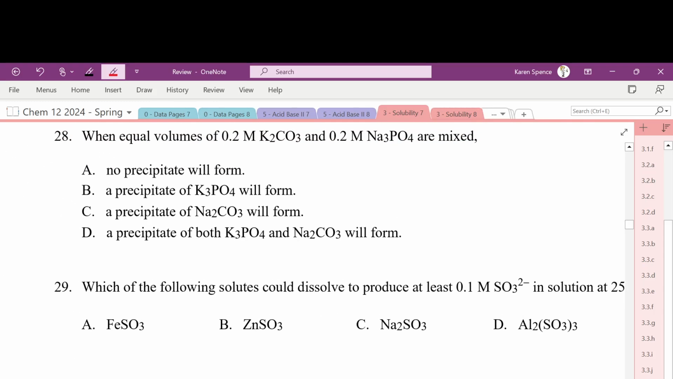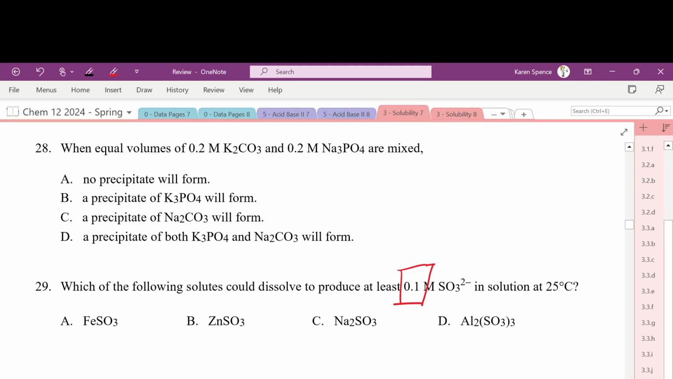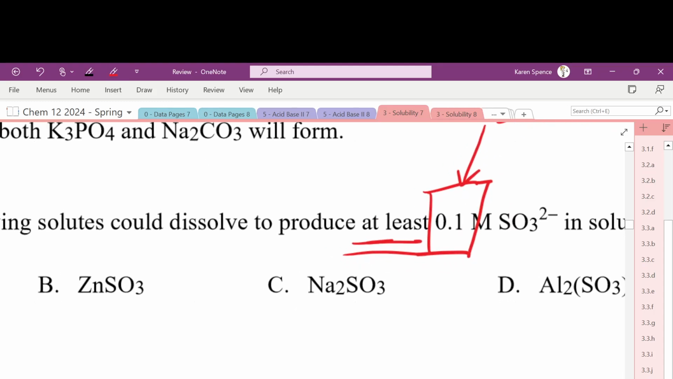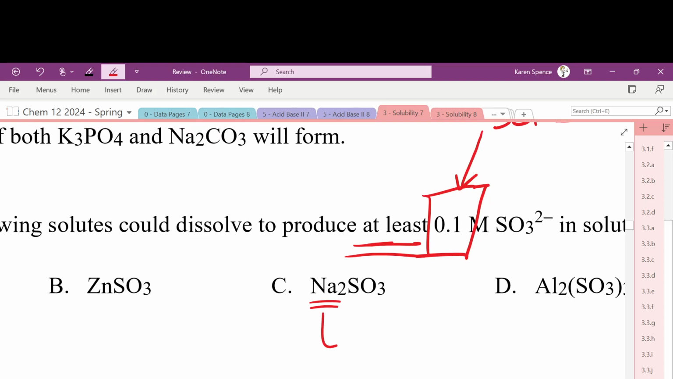All right. Oh, look, what number do we have here? 0.1. Where should we be looking? On our solubility chart. So basically this is asking if you can produce at least 0.1, that means it is soluble. And in fact, we don't even need to look at our chart. Which of these salts is soluble? The one that contains the alkali. Is that good? Yes? 24. Mm-hmm.